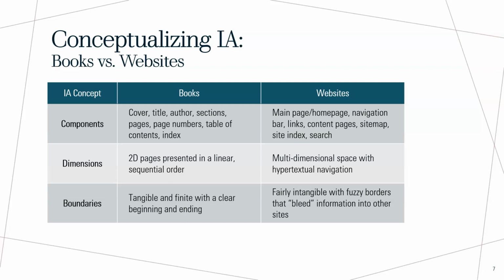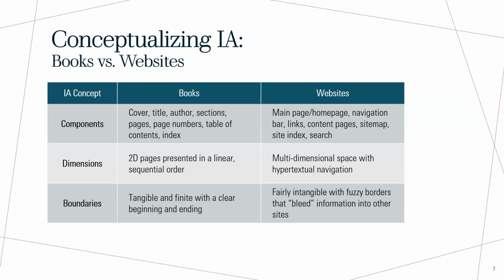We've got nav bars. We've got links, content pages. We have a sitemap, a site index, search button function. So you see how these two things sort of parallel each other? They cross over sometimes, but there are unique differences between the concrete physical object of the book and the really fairly abstract pixels, the ones and zeros of the website.